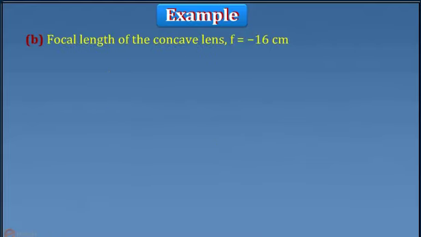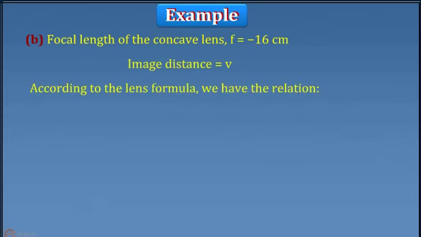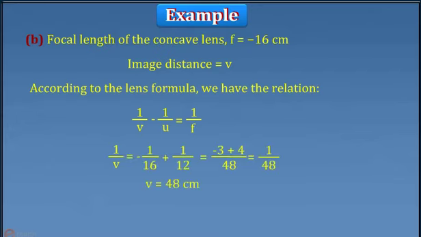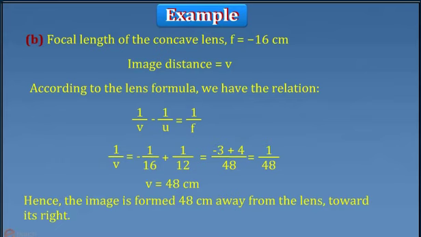Let us consider the second case in which a concave lens is placed in between. Focal length of the concave lens f equals minus 16 centimeters. Let the image distance be v. According to the lens formula, we have the relation 1 by v minus 1 by u is equal to 1 by f. On substituting u and f, we get v is equal to 48 centimeters. Therefore, we have the image distance v is equal to 48 centimeters away from the lens toward its right.